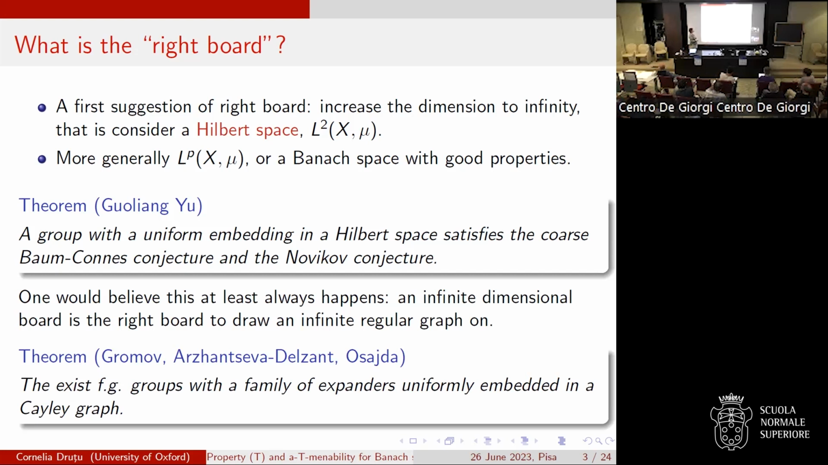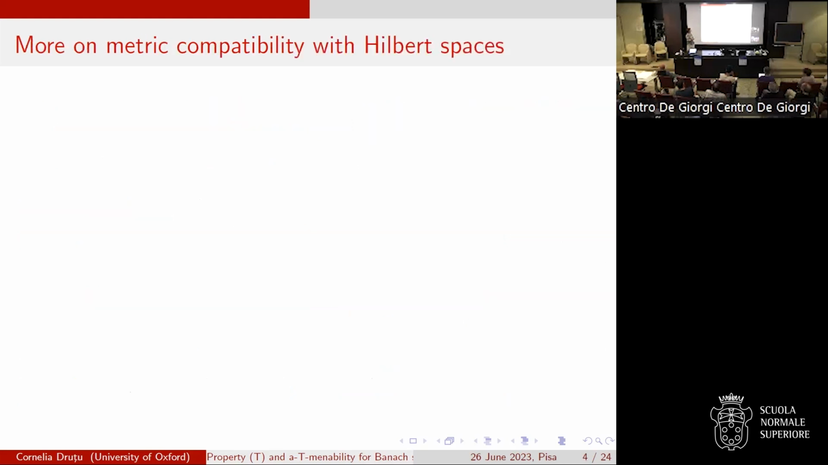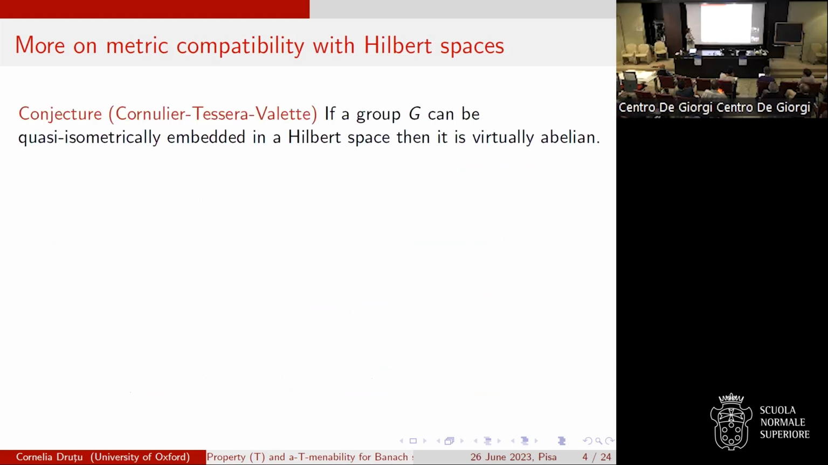And there's a lot of work on this same kind of question, embeddings and testing the metric compatibility of infinite finitely generated groups with Hilbert spaces. One of the directions in the same spirit is another kind of metric compatibility. So what if we consider quasi-isometric embeddings of finitely generated groups into Hilbert spaces? Cornelia, Tessera, and Valette formulated the conjecture that if a group is quasi-isometrically embedded into a Hilbert space, then it must be virtually abelian.